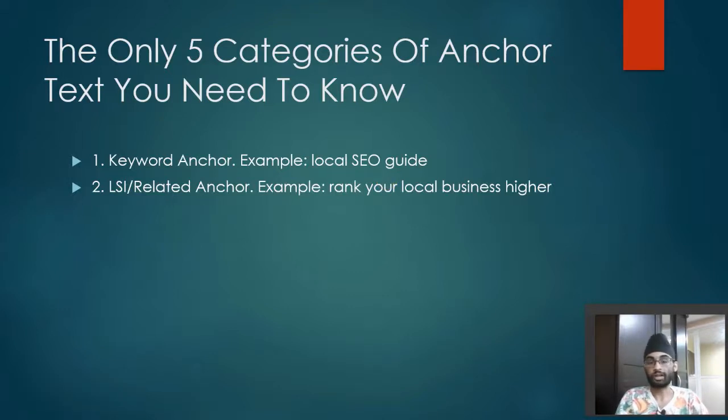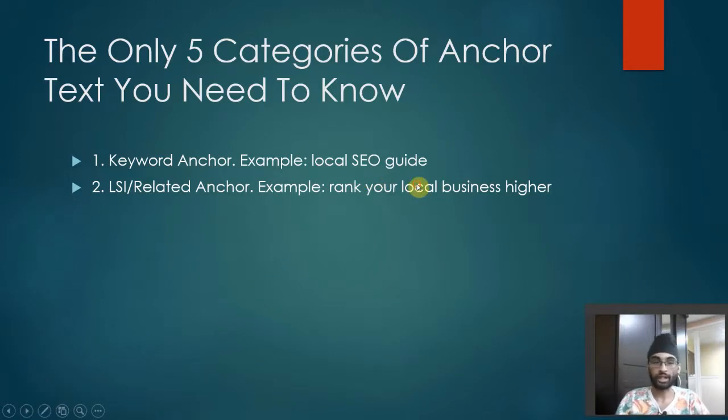For example, you wrote content about a local SEO guide. In the content you would have to write about Google My Business, and Google My Business is a part of local SEO. So you may link to your content using the anchor text Google My Business optimization. As you can see here, it has nothing to do with the keyword you want to rank for, but it is somehow related to the keyword you want to rank for. So you can think of it as a close relation to the keyword you want to rank for. So this is the second type of anchor text.